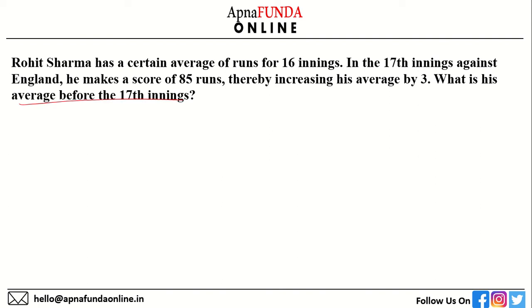Correct. Now, what is given is that in 16 innings he has an average, let's say, x runs. In the 17th innings against England, he makes a score of 85 runs, thereby increasing his average by 3. So after the 17th innings, the average is x plus 3 runs.